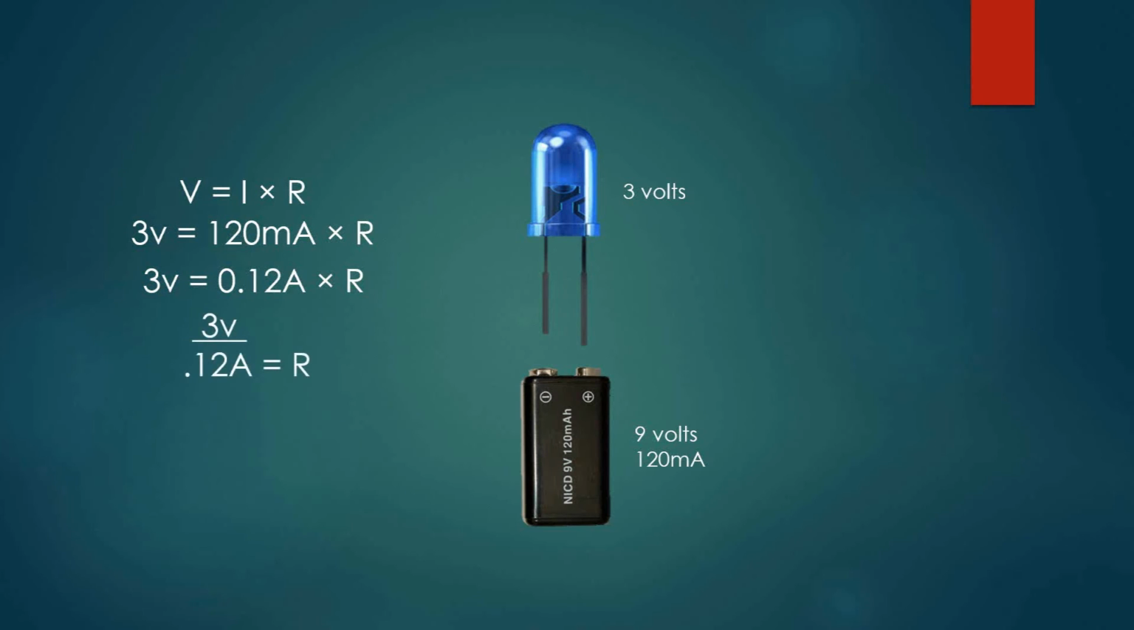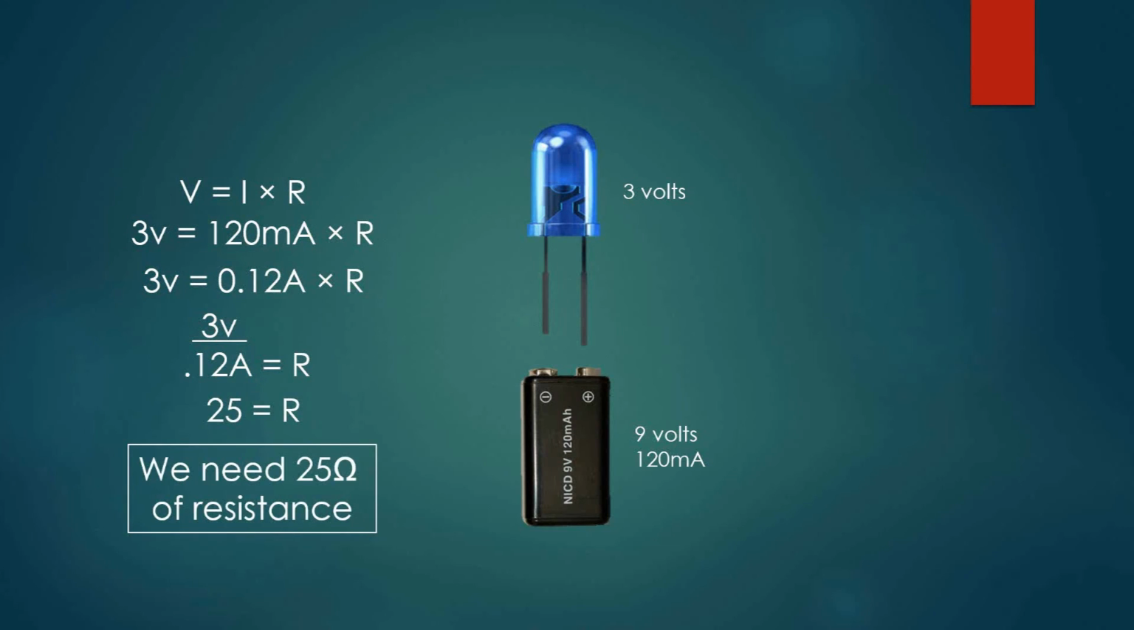3 volts divided by 0.12 amps equals our resistance. So 3 divided by 0.12 is 25. So we need 25 ohms of resistance to make the voltage compatible with the LED.